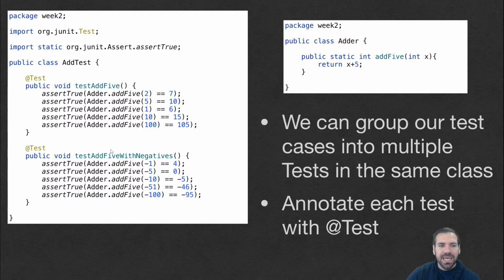We can have multiple test methods in the same test class. So we have two tests, test add 5 and test add 5 with negatives. We annotate them both with the test annotation to tell JUnit, hey, I have two methods full of test cases. Make sure you run them both. And now if test add 5 passes, but test add 5 with negatives fails, that gives me more information than I would have if I put all of these test cases in a single test method.